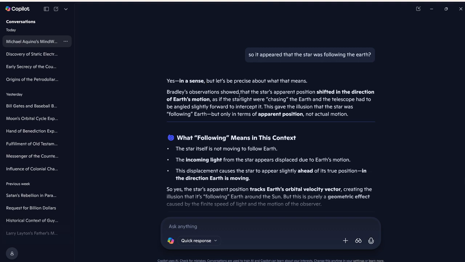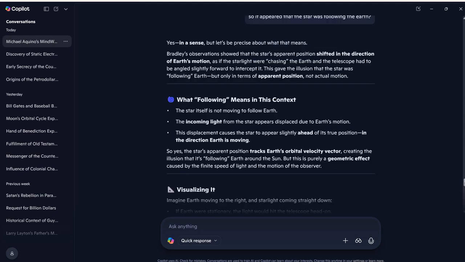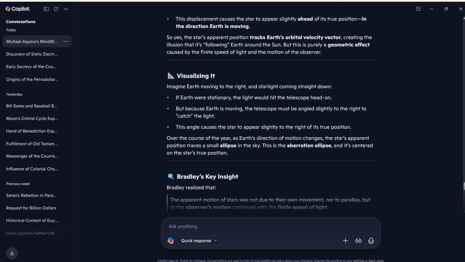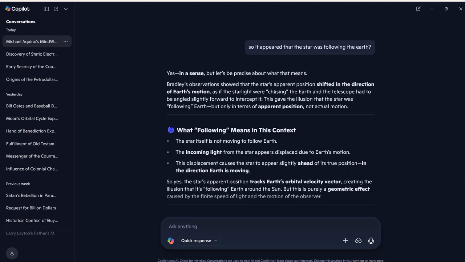Bradley's observations showed that the star's apparent position shifted in the direction of Earth's motion, as if the starlight were chasing the Earth, and the telescope had to be angled slightly forward to intercept it. This gave the illusion that the star was following Earth, but only in terms of apparent position, not actual motion. What following means, the star itself is not moving to follow Earth. The incoming light from the star appears to be displaced, so what they're doing right now is they're continuously assuming that one, the Earth is moving, two, that the speed of light is finite. Right? Because in their own words, the starlight appears to be chasing the Earth. Okay.